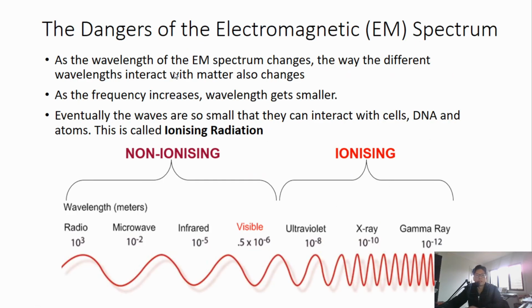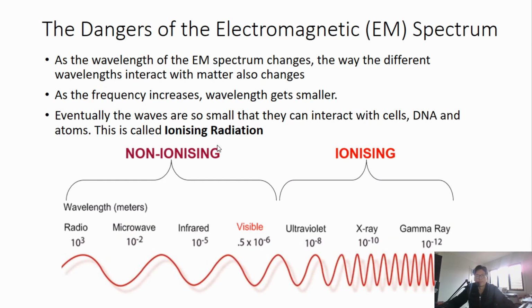As the wavelength of the EM spectrum, or electromagnetic spectrum, changes, the way the different wavelengths interact with matter also changes. As the frequency increases, wavelengths get smaller. As you can see here, wavelength got smaller, so there's much more frequency of the wavelengths. Over here, wavelengths are longer, so there's less frequency of the wavelength. Eventually, the waves are so small that they can interact with cells, DNA, and atoms. That's because they can get into cells because they're very small. And this is called ionizing radiation.